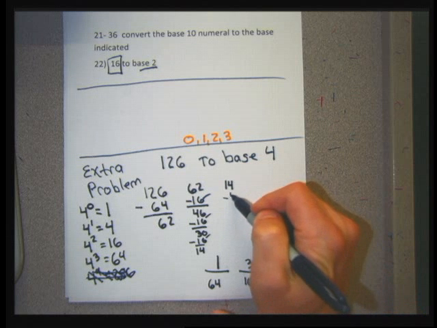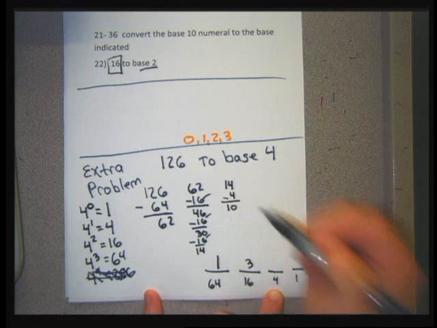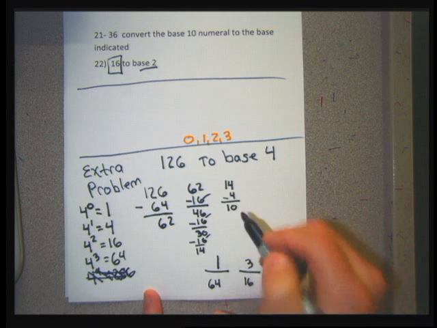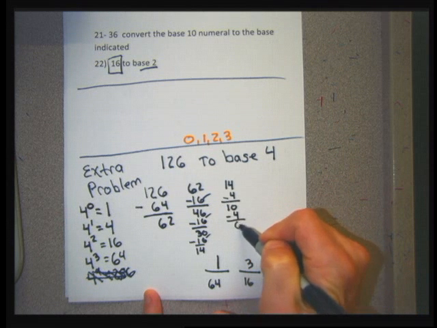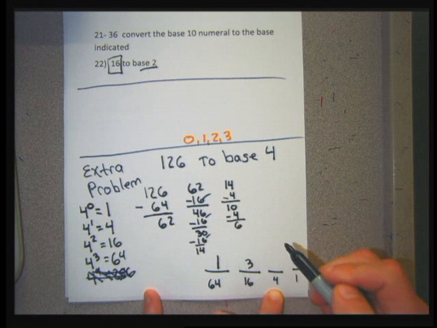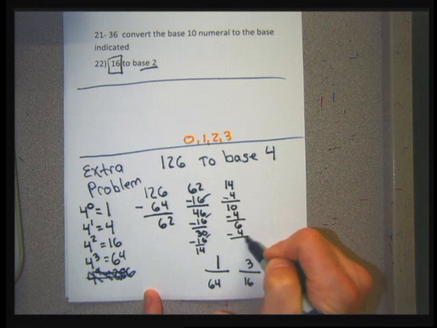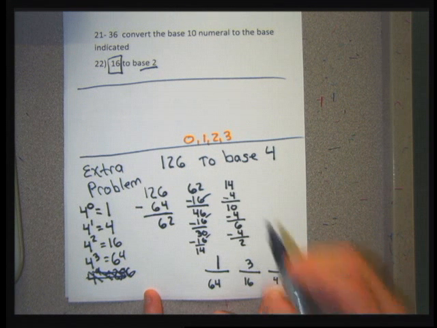So I'm going to go 14 minus 4. I don't need my calculator for this. That's 10. Ask myself if I can subtract 4 again without making it negative. The answer is yes, so I'm going to subtract. 10 minus 4 will give me 6. I ask myself if I could subtract 4 again. The answer would be yes. And 6 minus 4 is going to give me 2. If I tried to subtract 4 again, I'd get a negative, so I'm done subtracting 4.